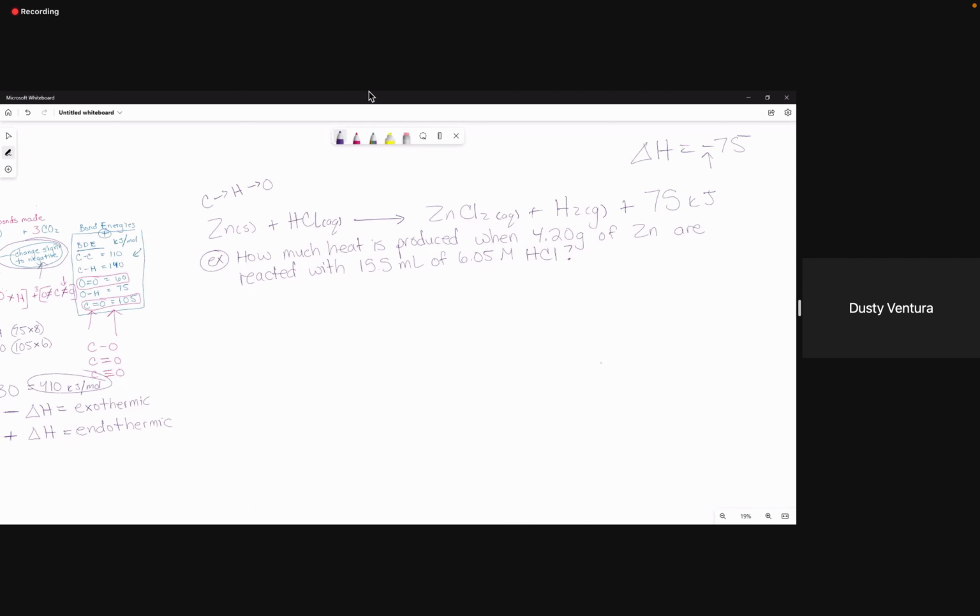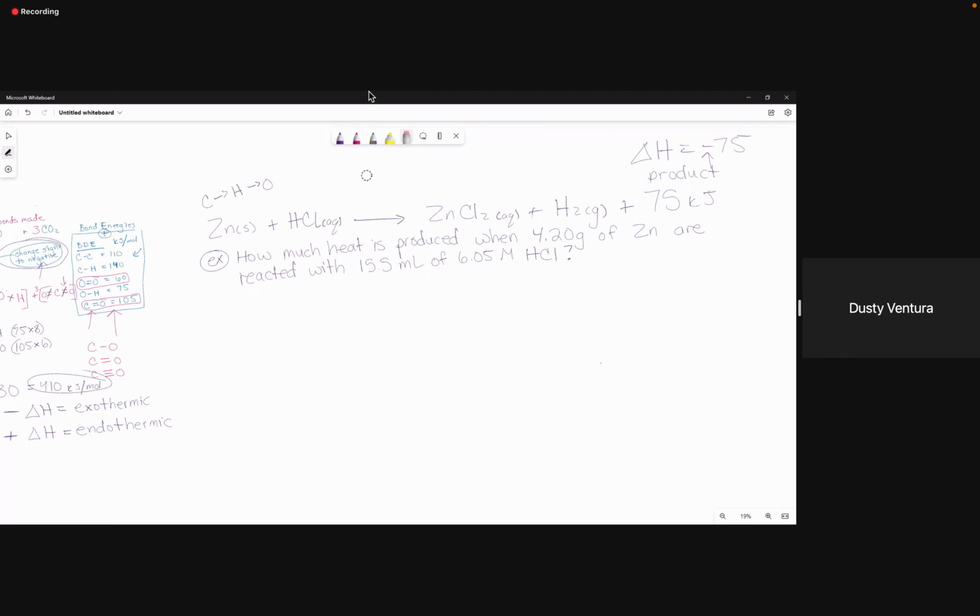Because the enthalpy was negative, that means this is an exothermic reaction and it belongs on the product side. But if the heat was positive, plus 10, then it would belong on the reactant side because it would be an endothermic reaction. Now, it doesn't matter where you put it. You don't have to put it anywhere. I was just trying to teach you something else.